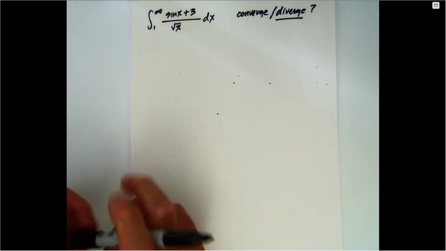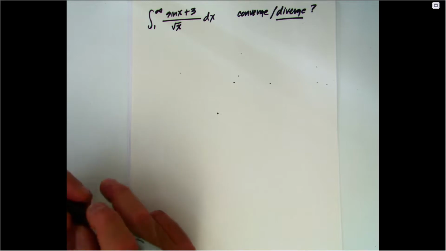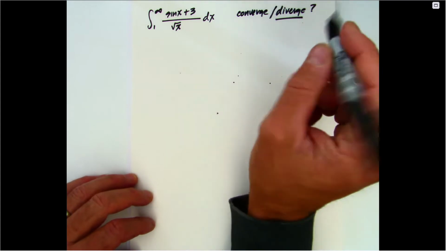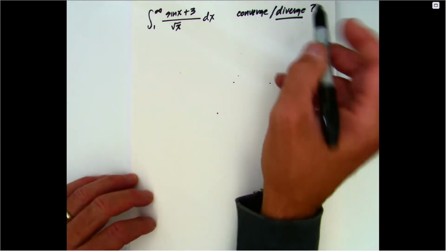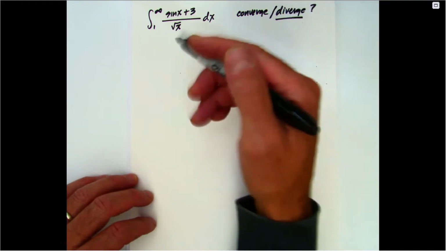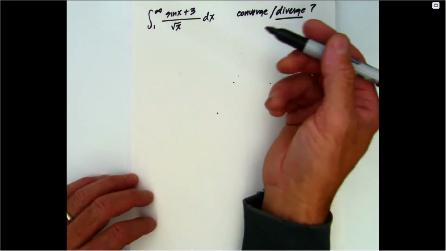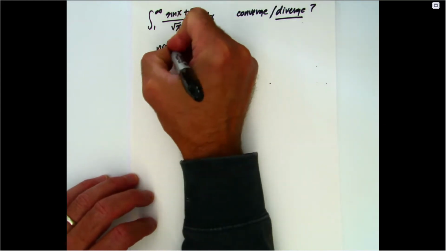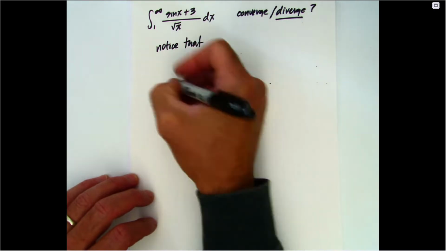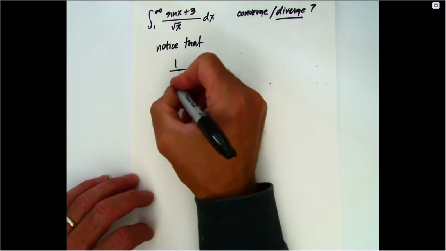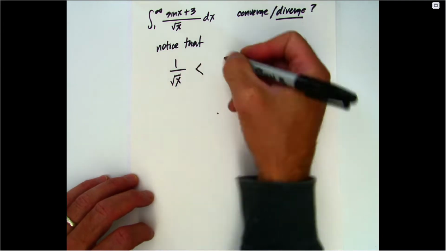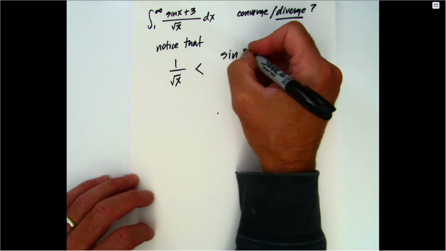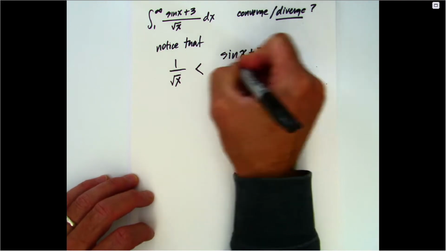And so, the game is just the opposite of what we did last time on the last example. It's to find a function that's always less than this function, and show that it diverges. And if it diverges, then adding more to it will also diverge. So, notice that 1 over the square root of x is always going to be less than (sine x plus 3) all over the square root of x.